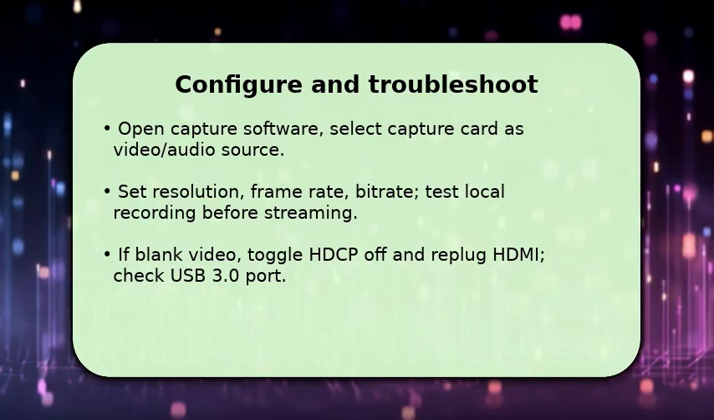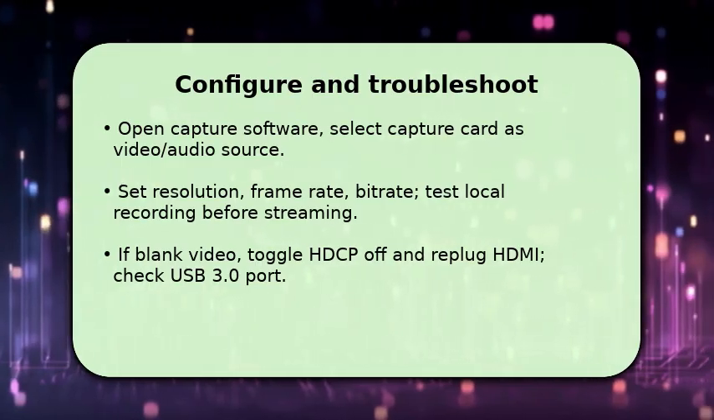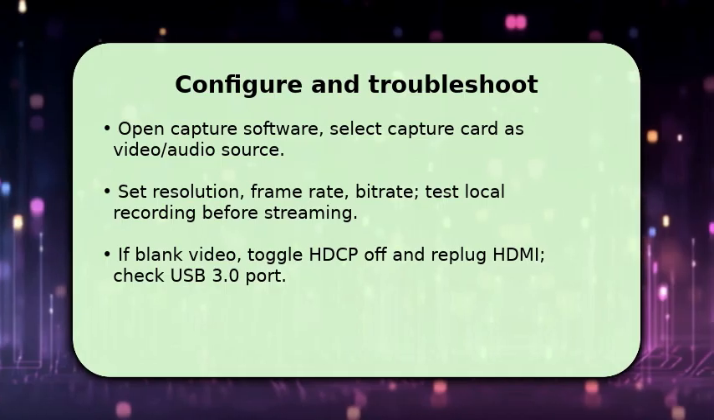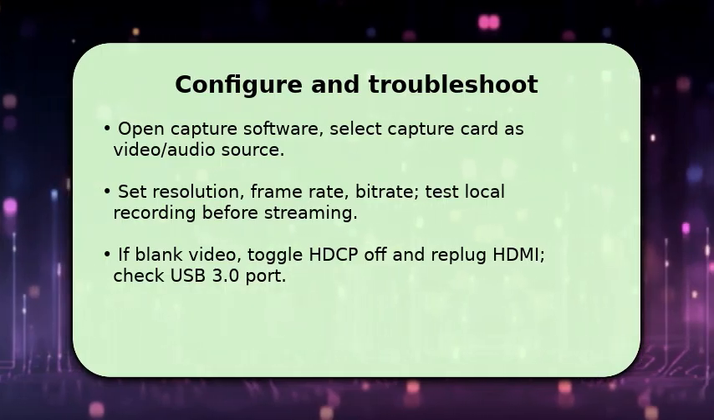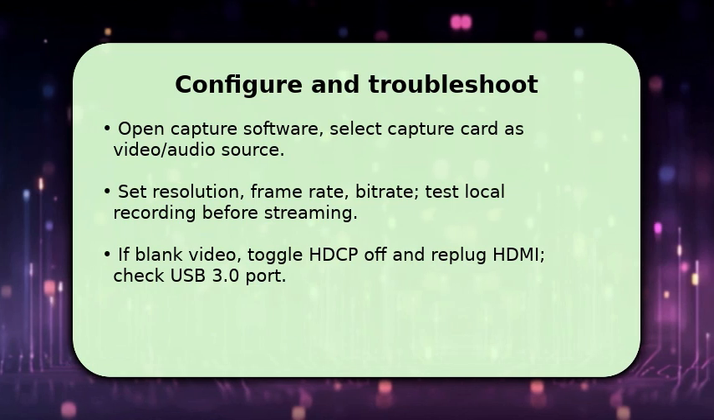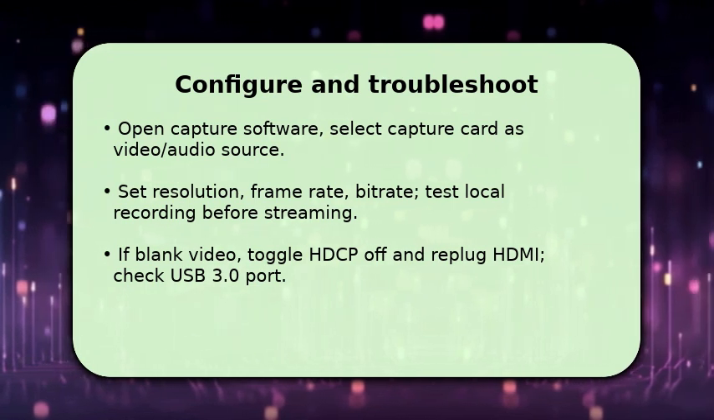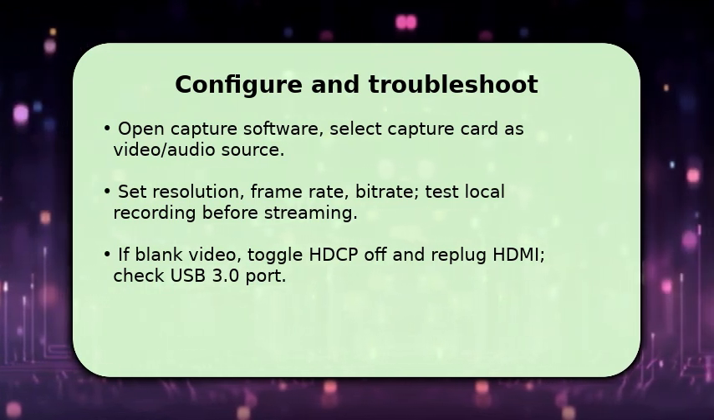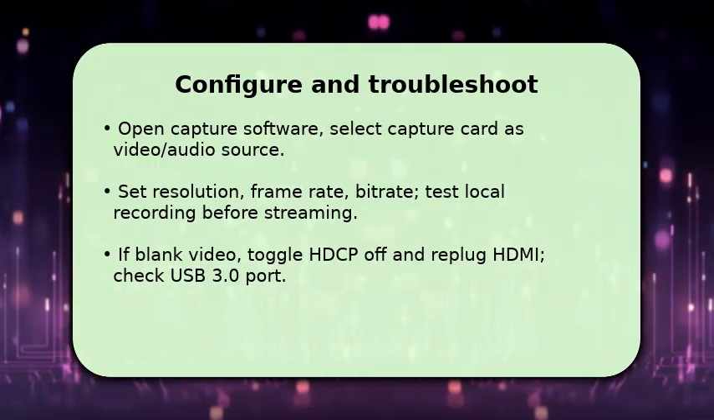If you see no video or audio, first make sure HDCP is disabled on the Xbox. Then power cycle the capture card and replug HDMI and USB on a USB 3.0 port. That single troubleshooting tip resolves most issues quickly.